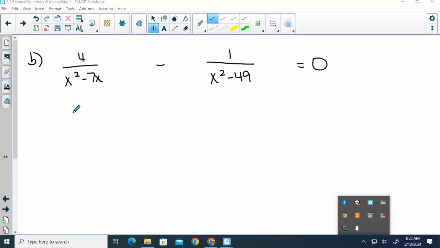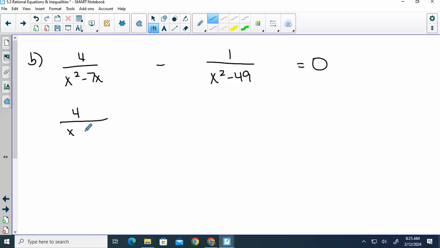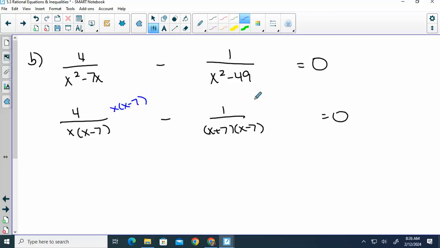So first one, we always factor first, so we don't want to make our problem too hard. We can take out an x, that leaves us with x minus 7. X squared minus 49 is x plus 7 times x minus 7. So to cancel the first denominator, you have to multiply by everything that's on it, x and x minus 7.